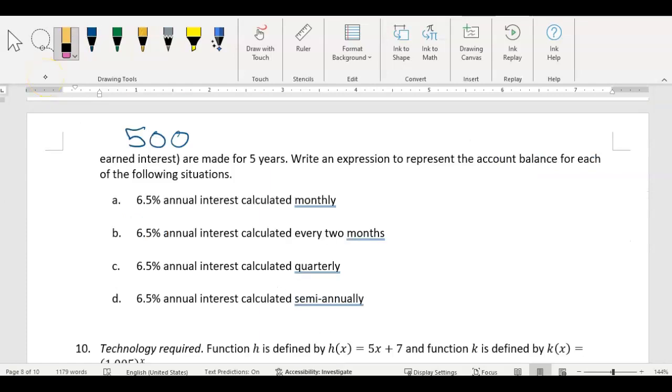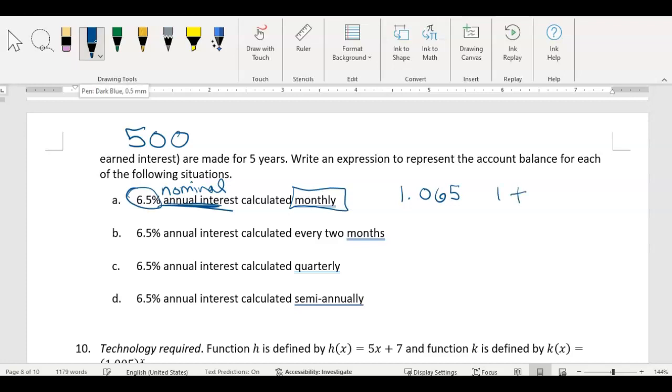And now what is important to note is that these interest amounts are annual interest. So this is what we call nominal interest amount because it's annual, which means every year, but calculated monthly. So that means, if you remember correctly, we have to do something special with this. So interest means we're increasing. So this is 1.065, right? Or 1 plus 0.065. Now, that means if we're calculating it monthly that we're dividing this by 12.